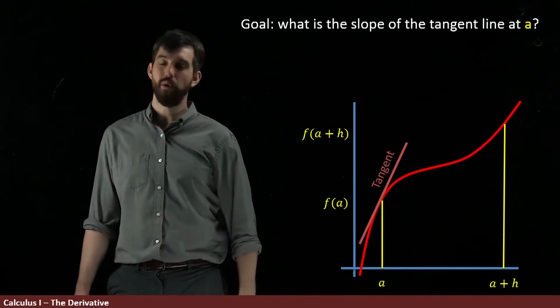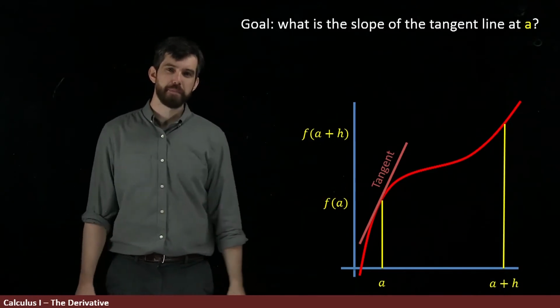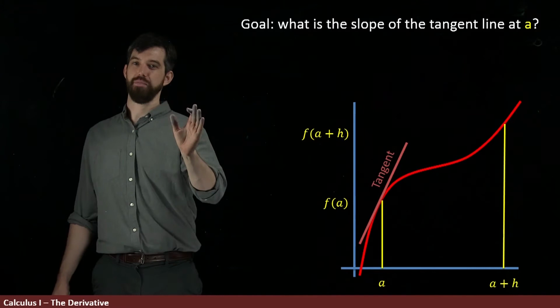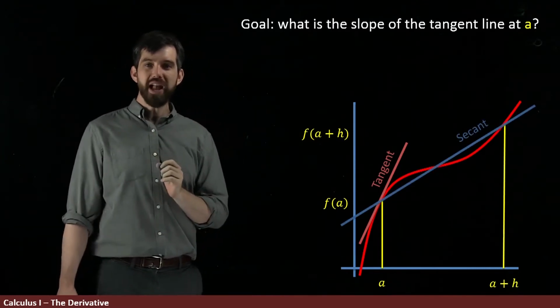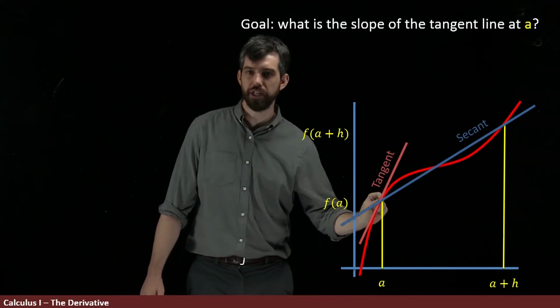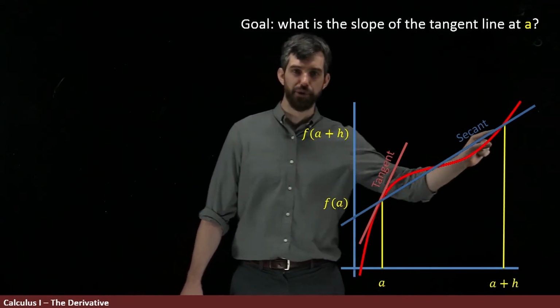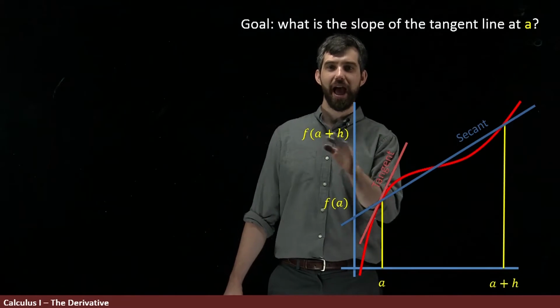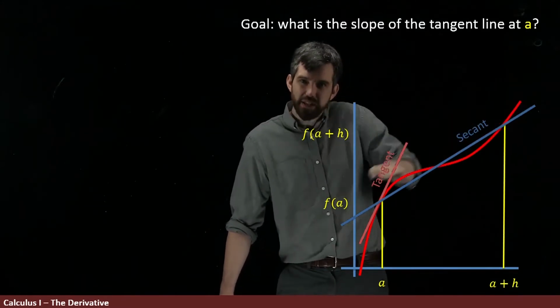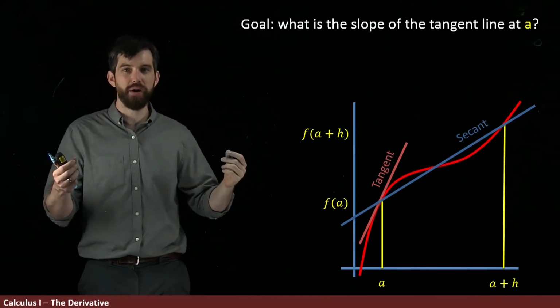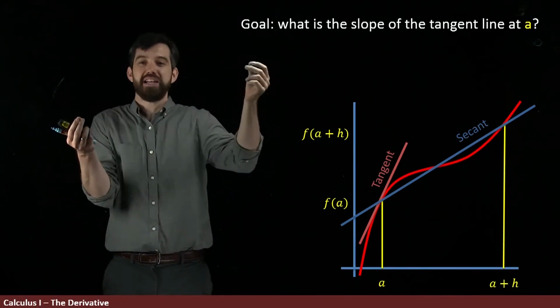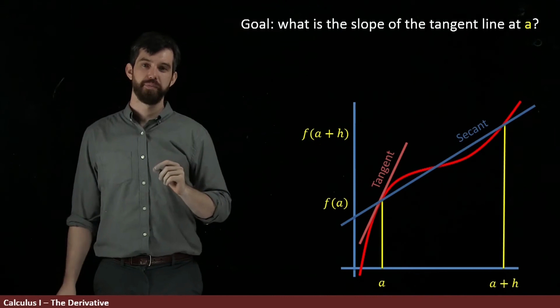All right? Now why am I doing this? Why am I adding this other point? The thing I do know how to compute, the thing I do know how to define, is a secant line. So I'm going to draw this secant line. It goes from this point A, f of A, up to A plus H, f of A plus H. And you get this nice line that goes between those. And you'll recall that a secant line is a line that connects two points on a curve.